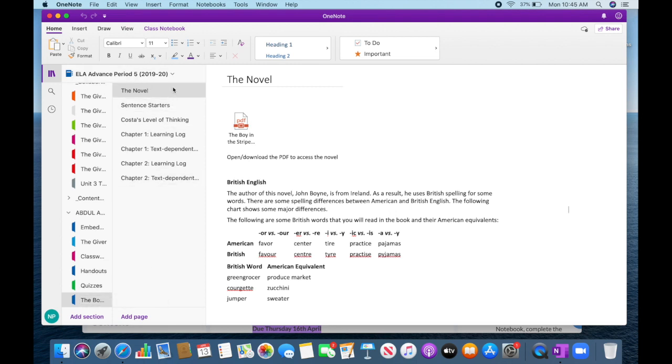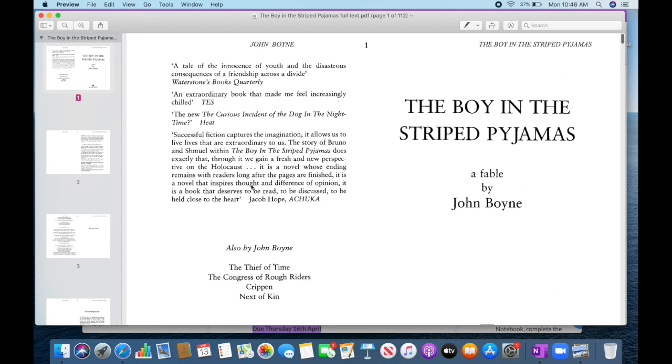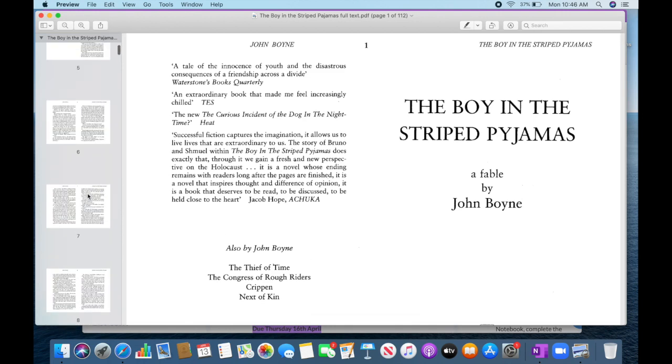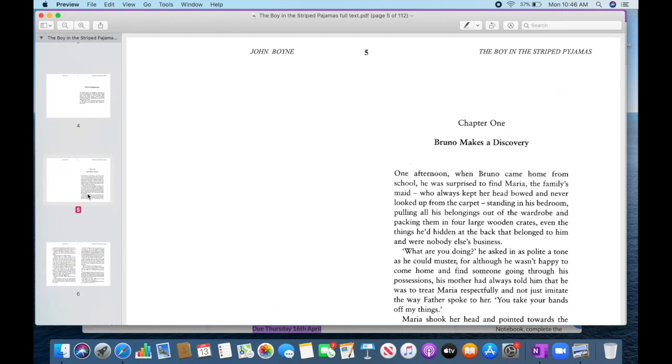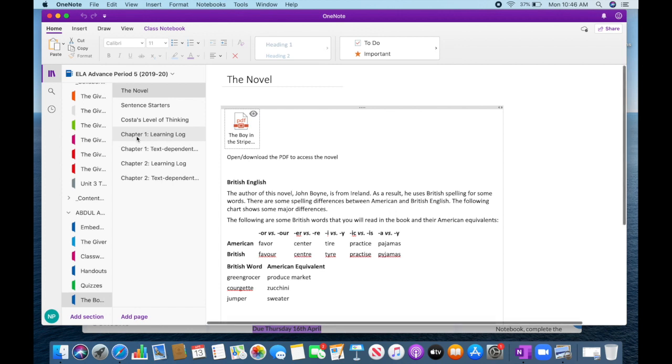At the top, you have the novel. So again, here's the PDF. So you have 2 different places that you can access it. So you would go ahead and open. That way you have access to Boy in the Striped Pajamas, and you want to scroll down until you find chapter 1. You have chapter 1, Learning Log.